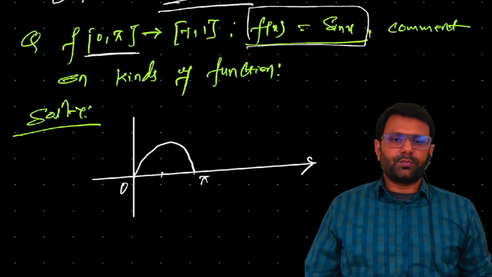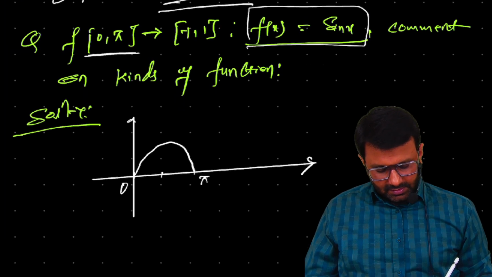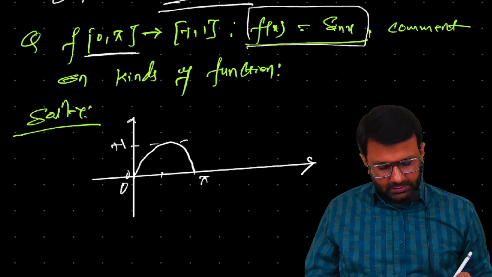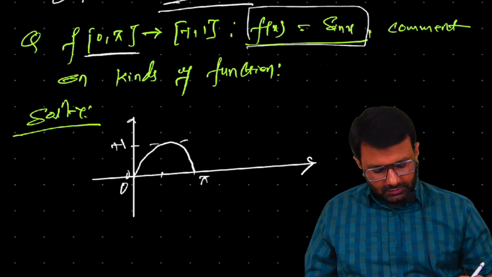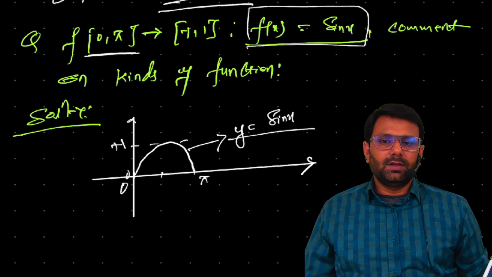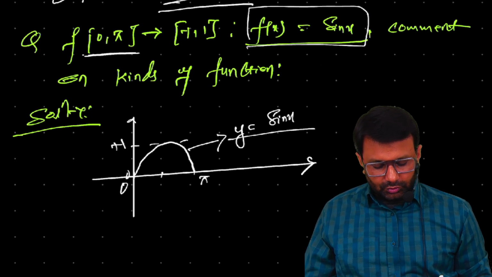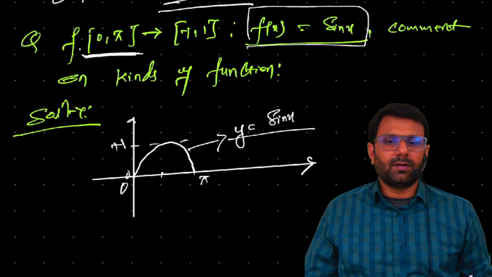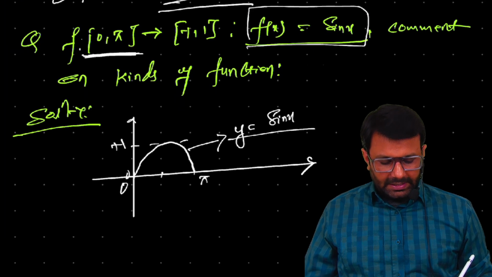This is the graph of sin x, na? So this value is 0 and this value will be +1. So this is y is equal to sin x from 0 to pi. So 0 to pi only I have to draw the graph. Here the function is defined from 0 to pi only, na? So 0 to pi I have drawn the graph.